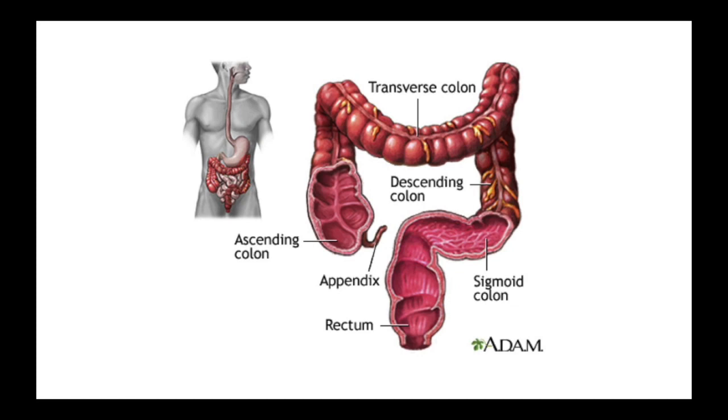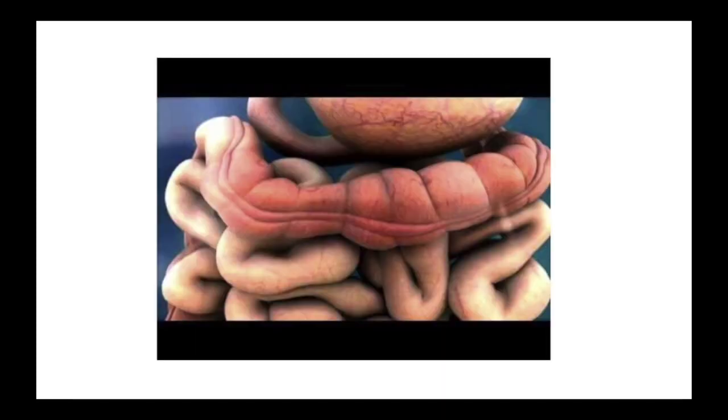Okay, so there's another look at the colon. So up, ascending colon, transverse, down, descending, sigmoid, rectum, anus, right? Don't forget that little guy there. That's the appendix. There's what a real intestinal system looks like.